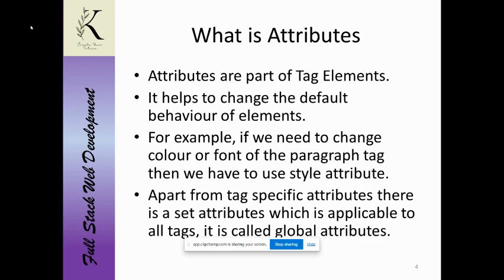So for that I need to use the style attribute of the p tag. In the style attribute I can provide these different values for the text, that is font, color, size, like that. Apart from that, each tag has its set of dedicated attributes. Apart from that, we have some global set of attributes which is applicable to all other elements in the web page. Okay.